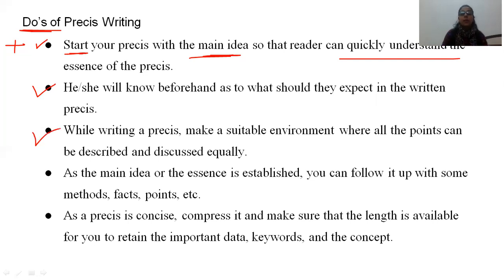Next is, while writing a Précis, make a suitable environment where all the points can be described and discussed equally. Okay, while you're writing a Précis, you should make a suitable environment where you can describe and discuss every point on an equal basis. Okay, it's not like that. For example, you immediately started writing and you covered your Précis of 100 words, but still a lot of content of the paragraph is left. Now, what will you do? You'll be like, I have to write short and brief. I have to write in 100 words, but still a lot of content is remaining.